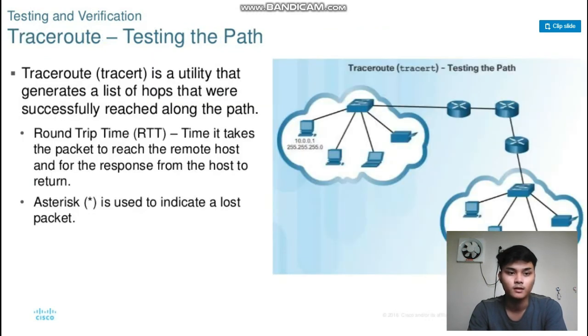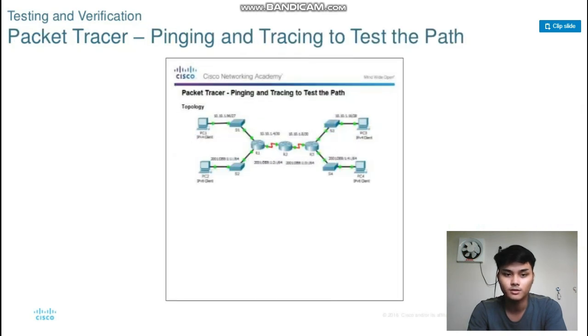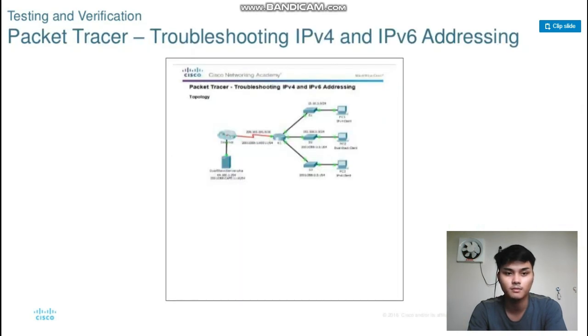Then traceroute, testing the path. Traceroute is a utility that generates a list of hops that were successfully reached along the path. Round trip time, RTT, is the time it takes a packet to reach the remote host and for the response from the host to return. An asterisk is used to indicate a lost packet. So we have the Packet Tracer, lab, and exams mapping.